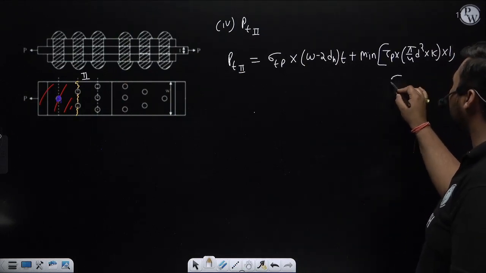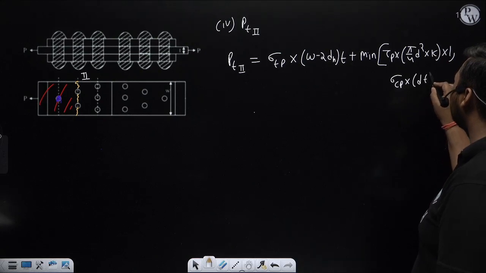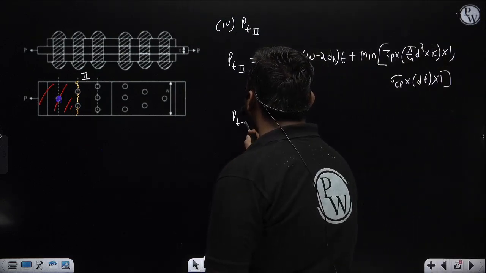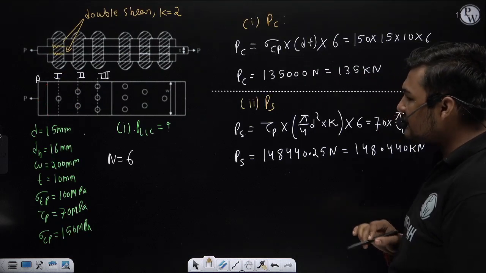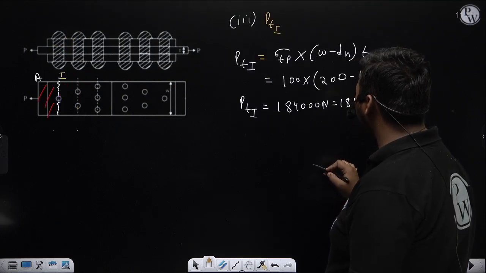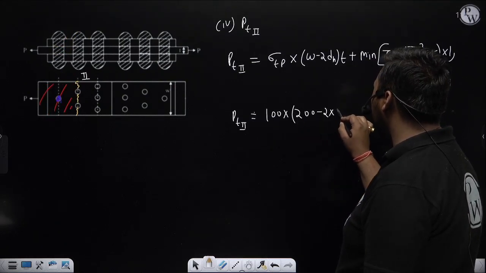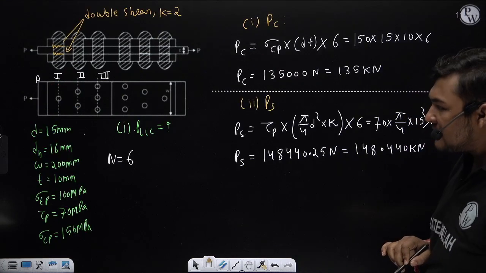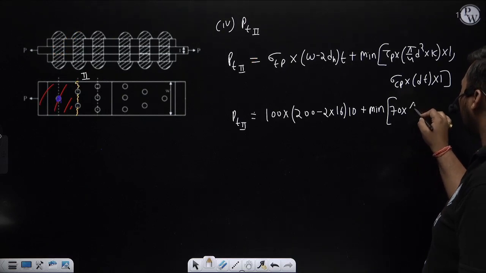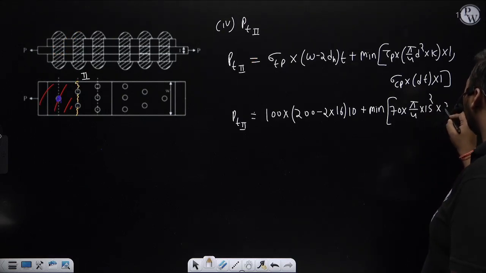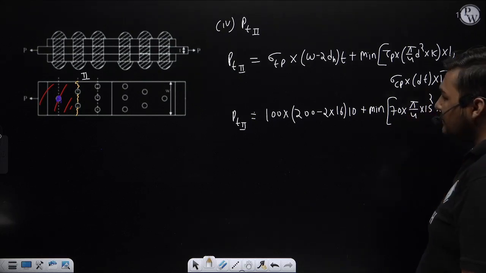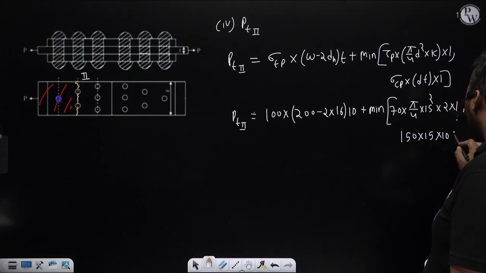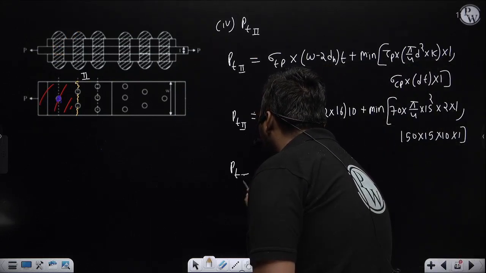To avoid crushing failure we will equate sigma C with sigma CP into crushing area of one rivet, which is D into T, into number of rivets on this side, which is 1. Okay, so what will be the value of PT2? It will be sigma TP, the permissible tensile stress given as 100 megapascal, into width of the plate 200 minus 2DH, diameter of hole is 16, into thickness of plate 10, plus minimum of tau P, the permissible shear stress 70, into pi by 4 D square, D is 15 square, into K is 2 because it is subjected to double shear, into 1, comma, sigma CP. Sigma CP is permissible crushing stress, whose value is 150 megapascal, into D is 15, T is 10, into 1.